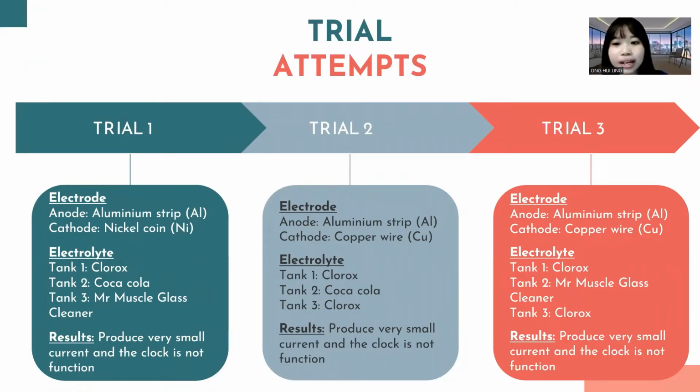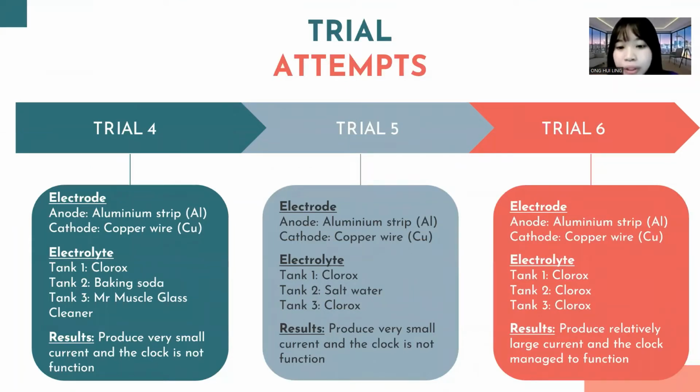6 trial attempts were done to make the clock function. First, we used aluminum strip as anode and nickel coin as cathode with 3 different electrolytes: Clorox, Coca-Cola, and Mr. Muscle glass cleaner. However, this pair produced very small current and the clock did not function. For the other 5 trials, aluminum strip and copper wire were used as the electrodes. In the second trial, the electrolytes used were Clorox, Coca-Cola, and Clorox. In the third trial, Coca-Cola was replaced with Mr. Muscle glass cleaner.